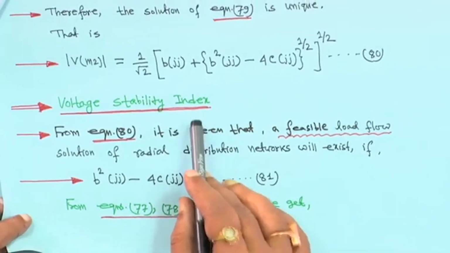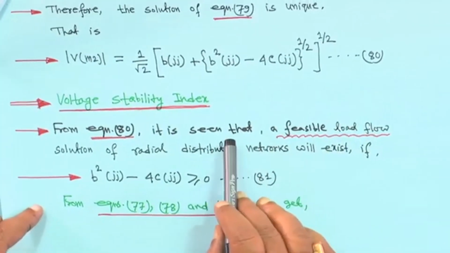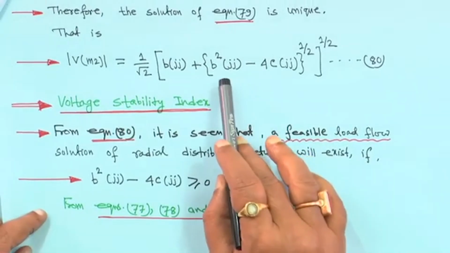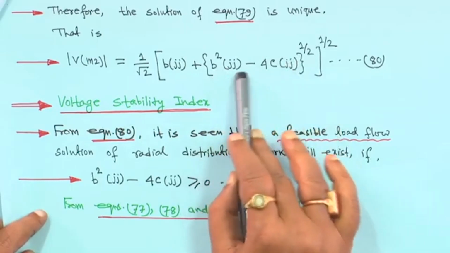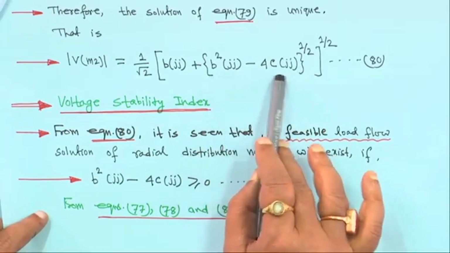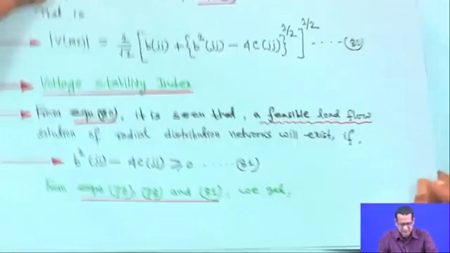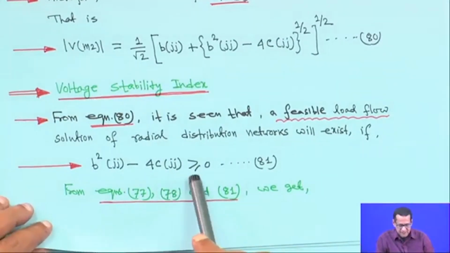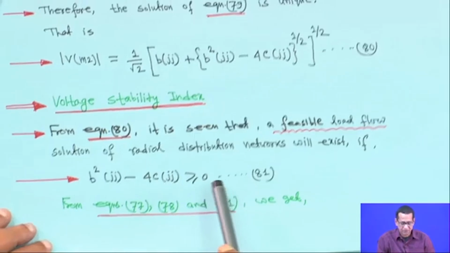Okay. So, next you please come to the voltage stability index. From equation 80, a feasible solution is possible if b square jj minus 4 cjj is greater than or equal to 0, because this is b square jj minus 4 cjj to the power half. Therefore, this condition has to hold, and bjj and cjj have all been defined before.